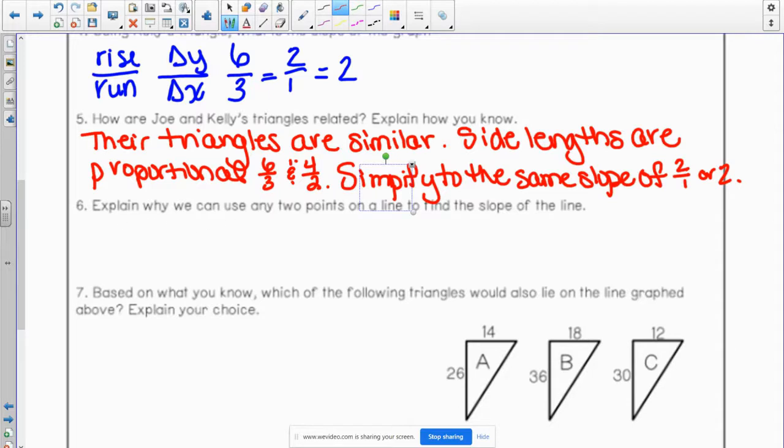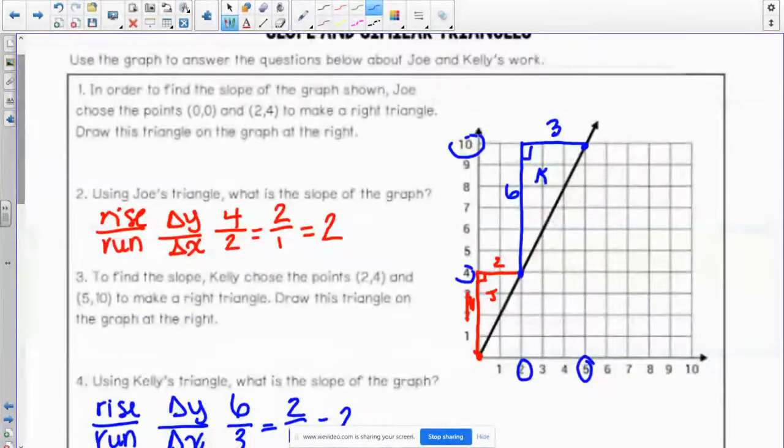Explain why we could use any 2 points in the line to find the slope. Well, I kind of explained this before: it doesn't really matter, because remember, this has a constant rate of change. So any 2 points that cross nicely, you can use to find the slope. For example, I can see this one crosses right here. So Kelly could have made a slope triangle like there, and you notice those are the same size triangle.